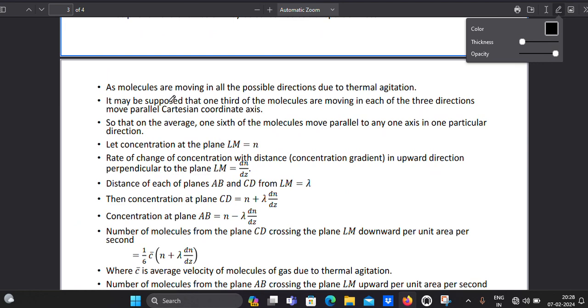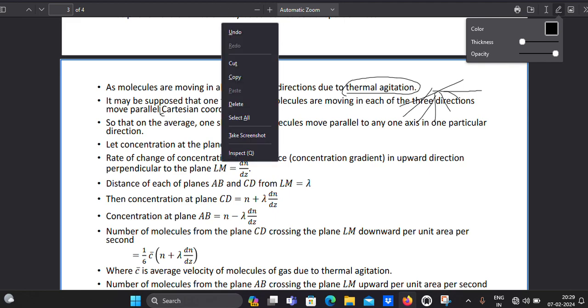As the molecules are moving in all possible directions due to thermal agitation, that means because of temperature, molecules do not travel in a single direction, they may travel in different directions like this. That is called random motion. It may be supposed that one third of the molecules are moving in each of the three directions, parallel to the Cartesian coordinate axes.